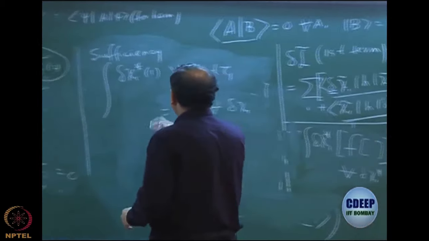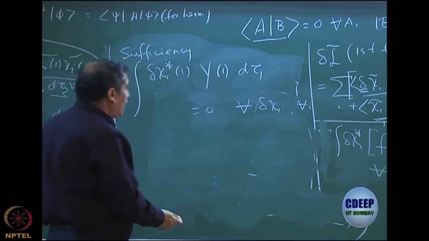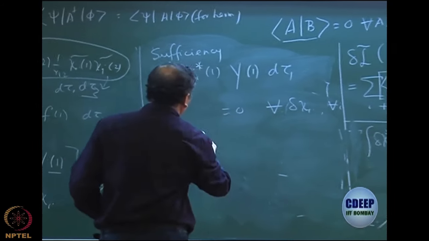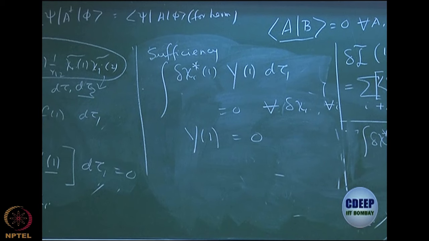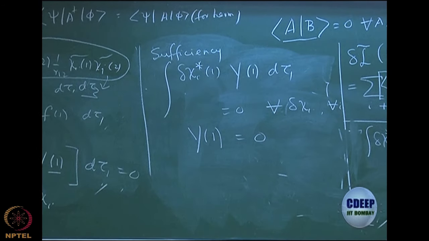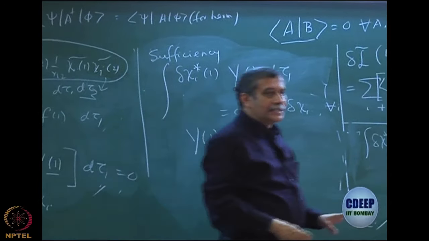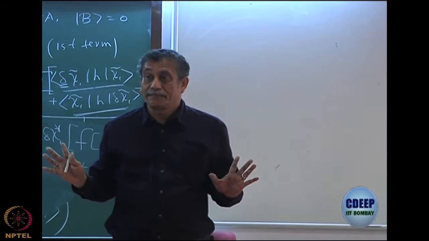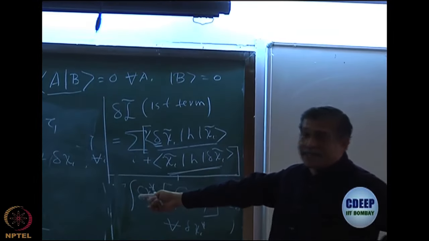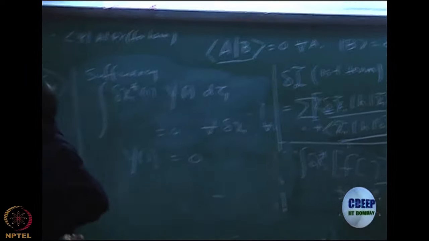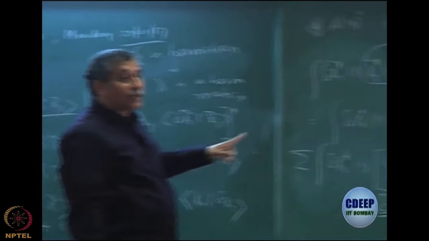Then I say that for each delta chi I and of course each I, it is equal to zero. And then I use this AB equal to zero to say that y of 1 is equal to zero. Since it is for arbitrary delta chi I, y of 1 is equal to zero, for whatever I it will come. So we will have to only identify this y of 1, which is the one electron function. Interestingly, this is a one electron function. The equation that I am getting from a very complicated n particle variation has now been reduced to a single particle equation. I want to tell you that I have got a one particle equation.